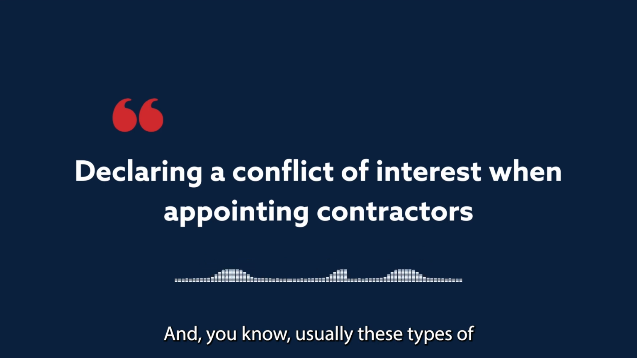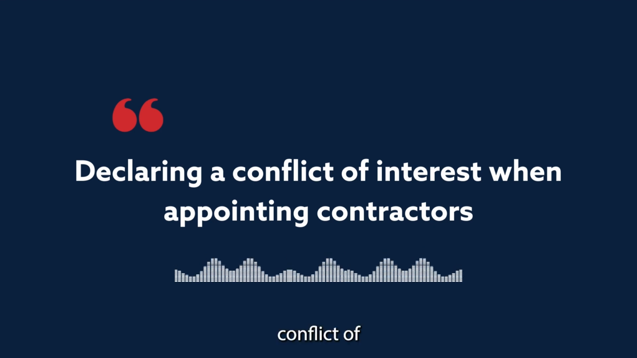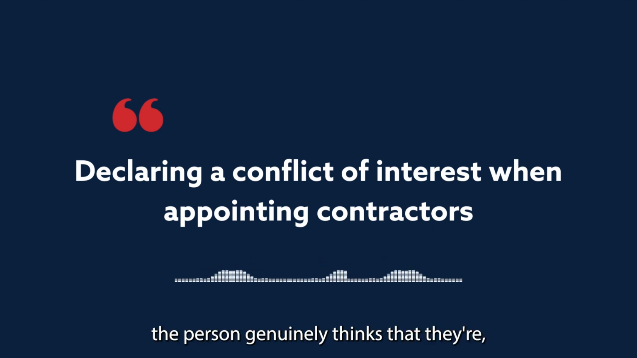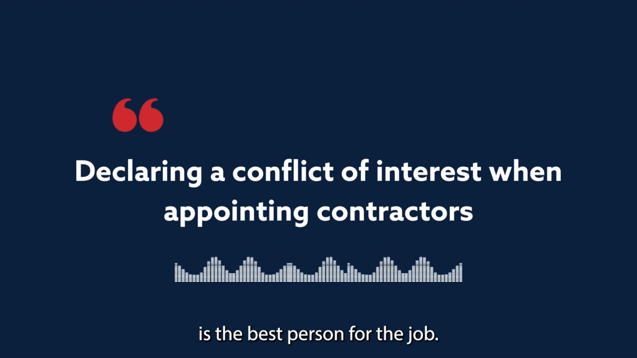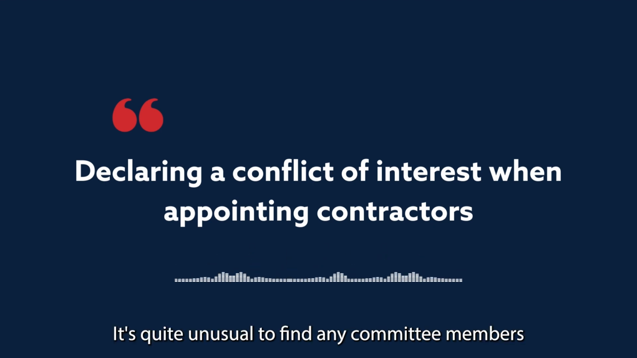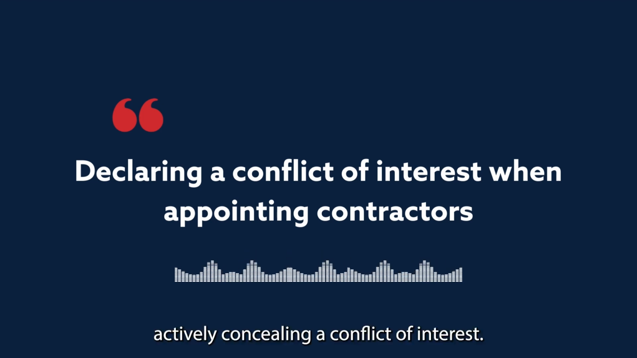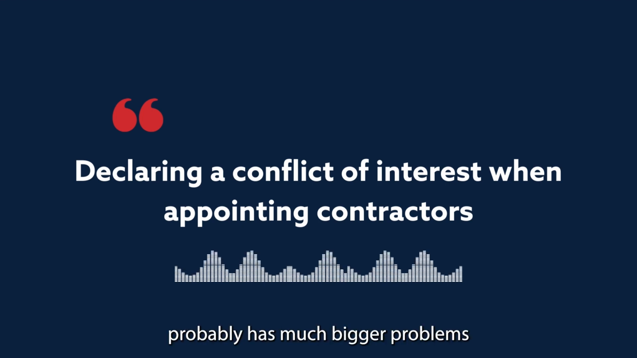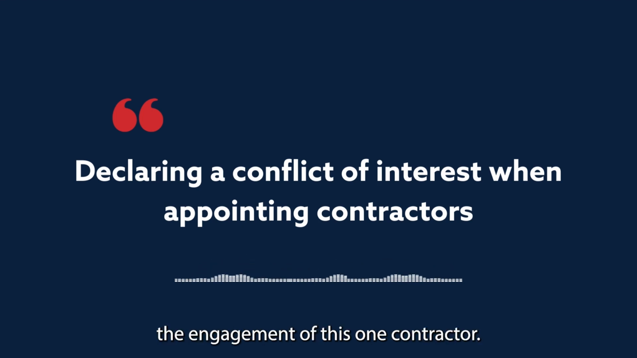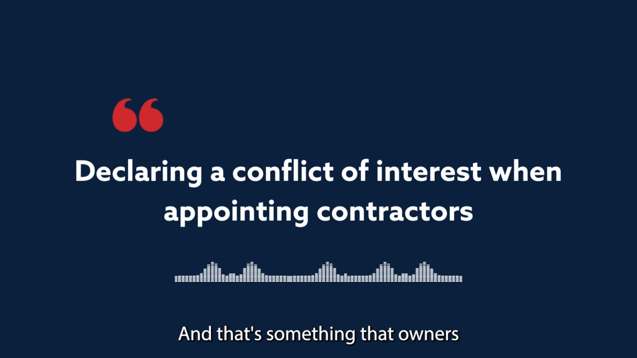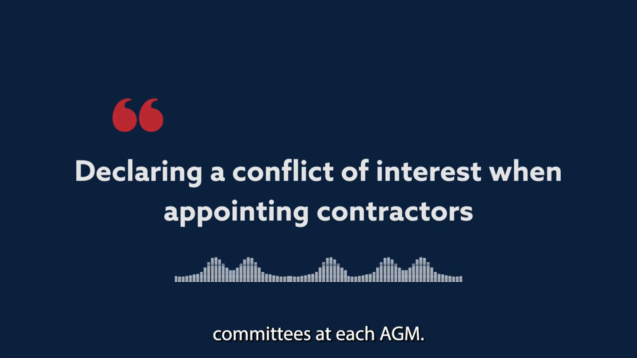And usually these types of conflict of interest are quite innocent, in that the person genuinely thinks that their family member or their old school friend is the best person for the job. It's quite unusual to find any committee members who are actively concealing a conflict of interest. If that's the case, that committee probably has much bigger problems than the engagement of this one contractor. And that's something that owners should take into account when they're electing their committees at each AGM.